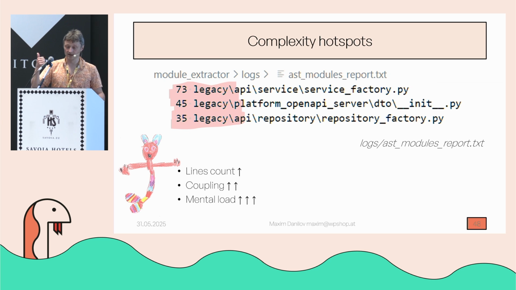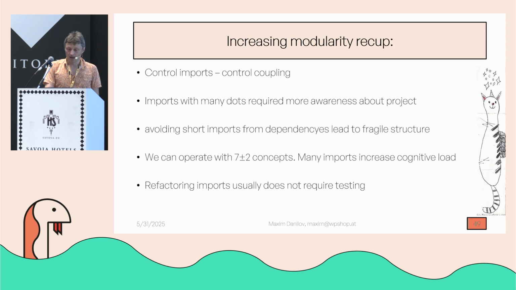If I find in one file 73 imports, can you imagine what happens in this file if we need more than 73 objects to work? I cannot imagine, because I can keep in my head only 7 ± 2 objects. And this is a high complexity hotspot which should be refactored or at minimum reviewed. What happens there? Okay, modularity recap.